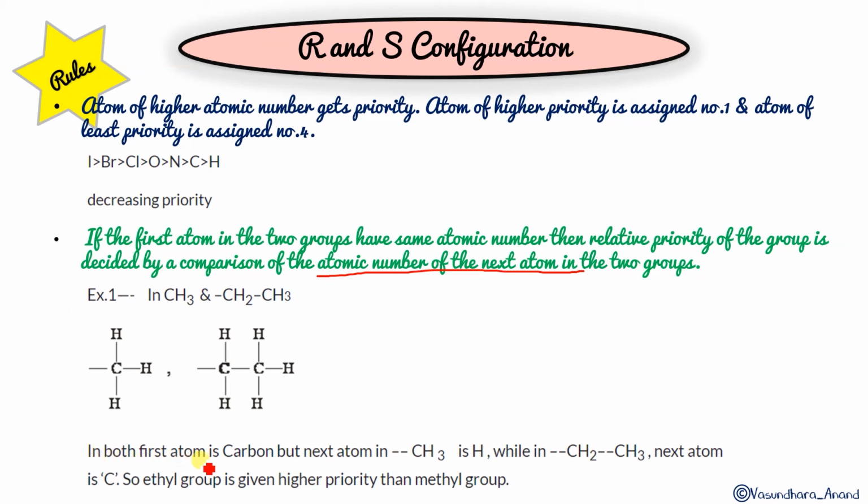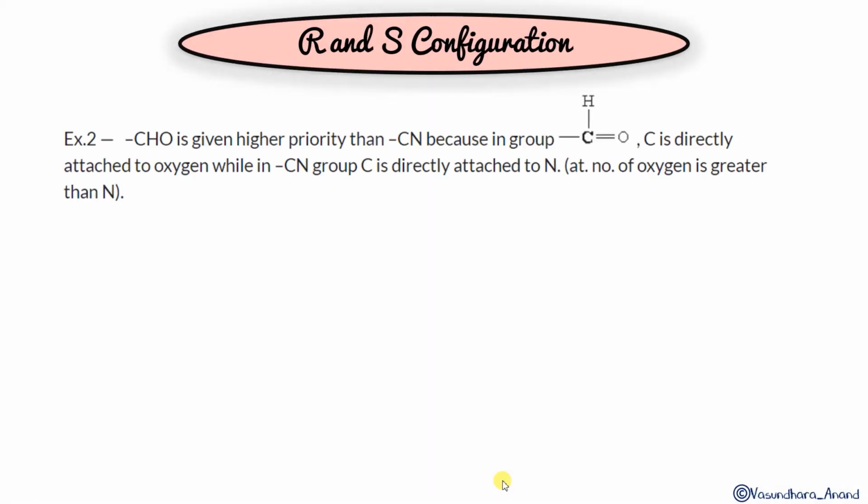In both, the first atom is carbon, but the next atom in CH3 is H, while in CH2CH3 the next atom is C. So the ethyl group is given higher priority than the methyl group. Got it? This plays a very important role, so you should know this thing. Now another thing: these are some rules you can say. CHO is given higher priority than CN.